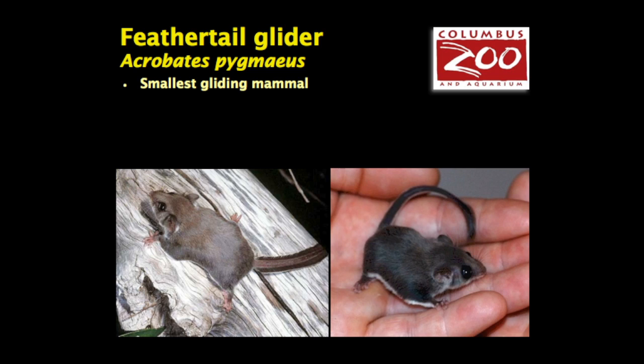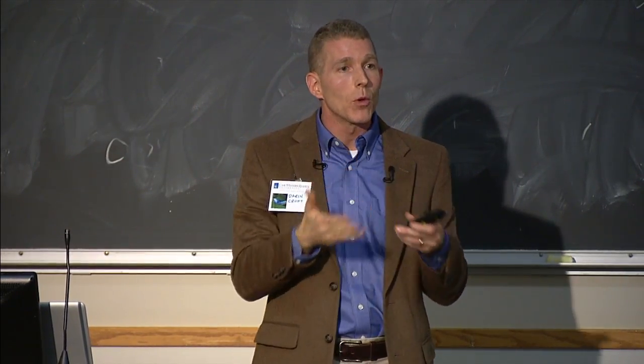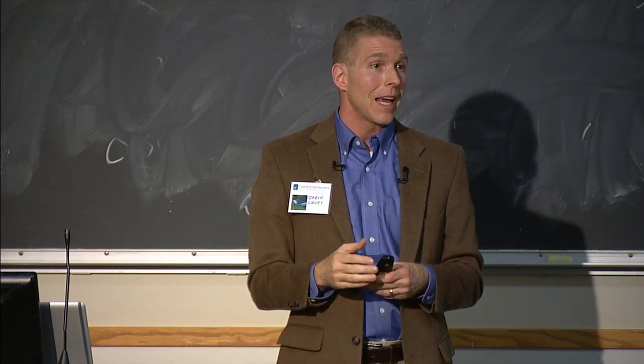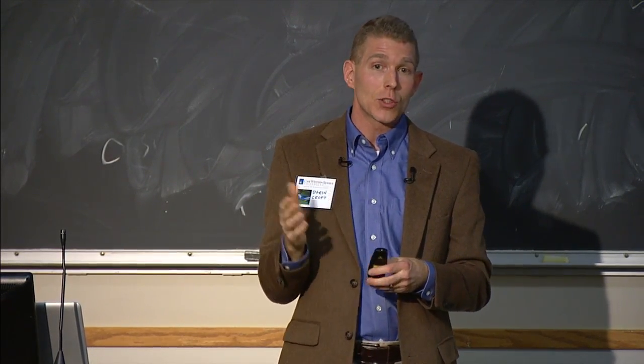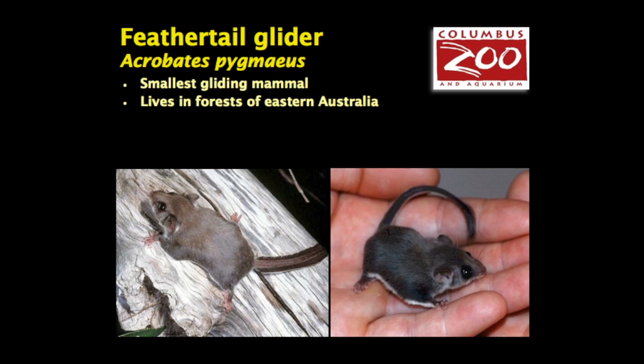If you go out here at night during the summer, you can see flying squirrels, which of course are actually gliding squirrels. But I can count off many other instances where mammals have evolved into gliders. And it's happened at least 3 times just among marsupials, and this is the smallest one. They live in the forests of eastern Australia. Gliders tend to live in forests for obvious reasons.